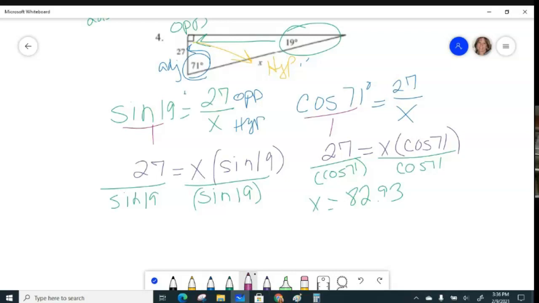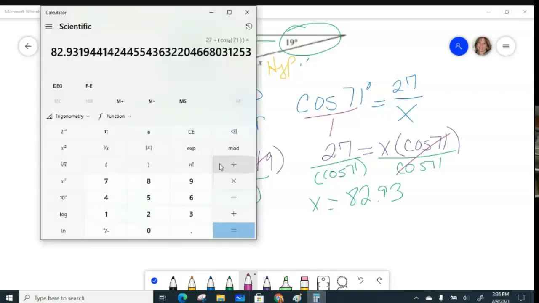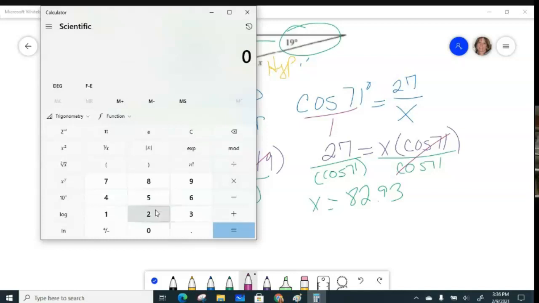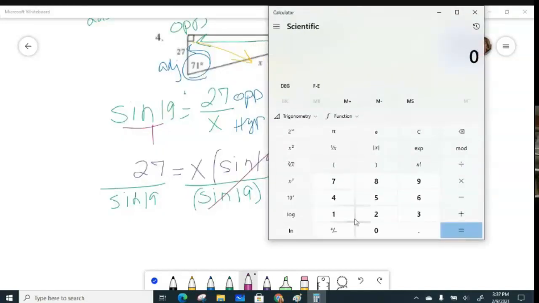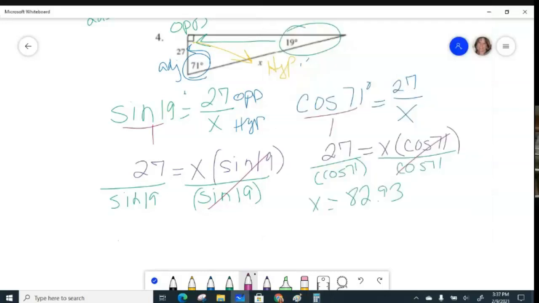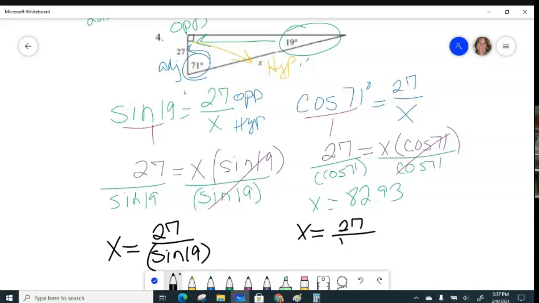Again, that cancels out here. That's what's happening on those. So then we end up with 27 divided by the sine of 19. And of course, we did it earlier on the cosine, so let me do it for this one. X actually equals the 27 over the sine of 19 degrees. That was the same thing over here: X actually equals 27 over the cosine of 71 degrees. And that's what we're going to type into the calculator.